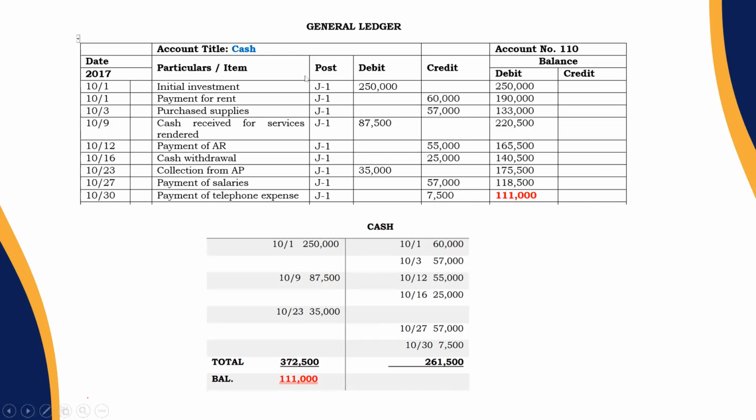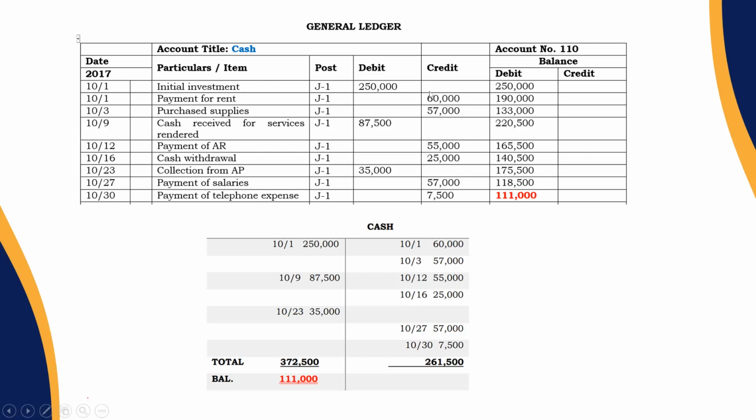Pero if nasulat ninyo, then you'll have a guide dito. Okay, we have your initial investment nung October 1, 250,000, that is debit. If you remember also, nung October 1, nagbayad tayo ng renta. So, pag nagbayad tayo ng renta, ano nangyari sa cash? Bumaba ang cash. That is credit.